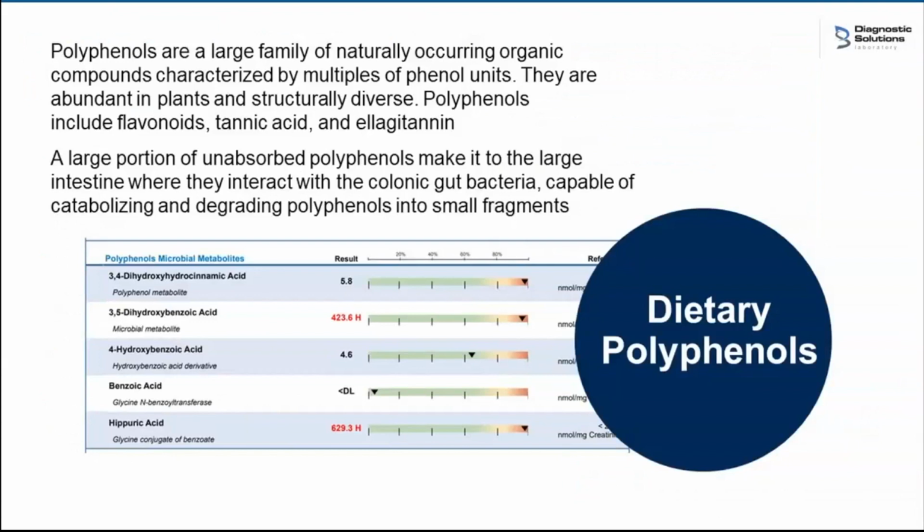Another aspect, going beyond proteins, so we're moving on from proteins, is polyphenols. Phenolates are anions, salts, and esters of phenols, sometimes called phenolics. Phenolic compounds are classified as simple phenols or polyphenols, based on the number of phenol units. Phenols are synthesized in industry or made by plants or microorganisms. Polyphenols are abundant in plants, and they're going to get to the gut. A large portion of unabsorbed polyphenols make it to the large intestine, where they interact with colonic gut bacteria that are capable of breaking down and degrading those compounds.